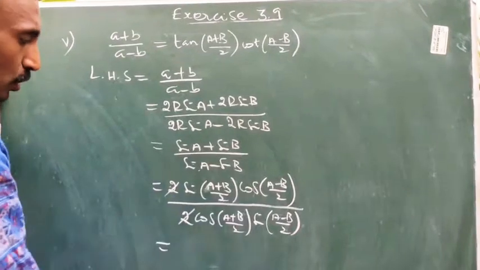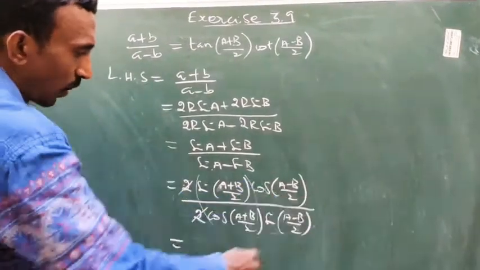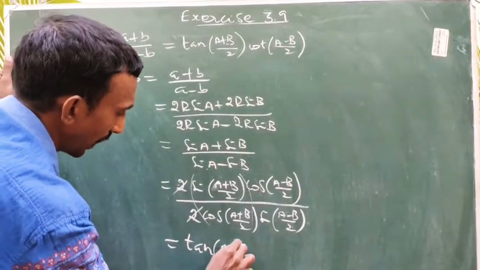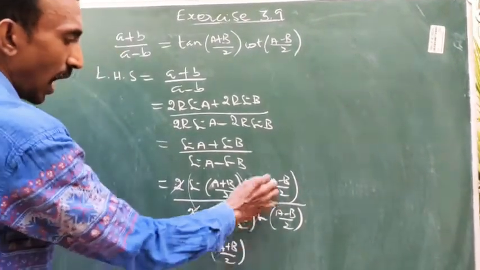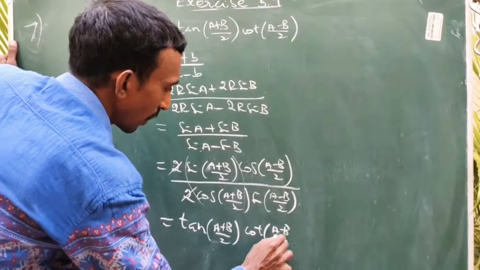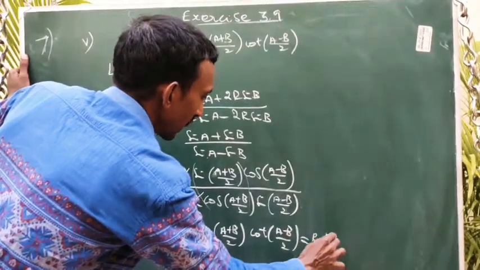So separate into 2, first one into second one. Sin by cos is tan((A plus B) by 2). Again, cos by sin is cot, so cot((A minus B) by 2). That is the RHS.